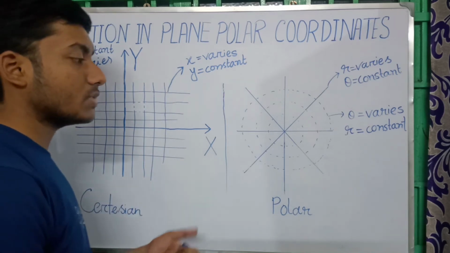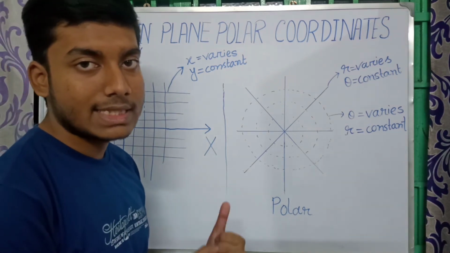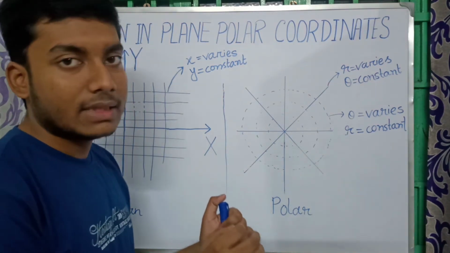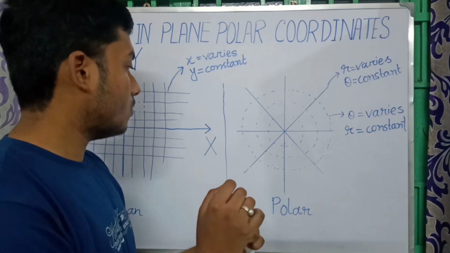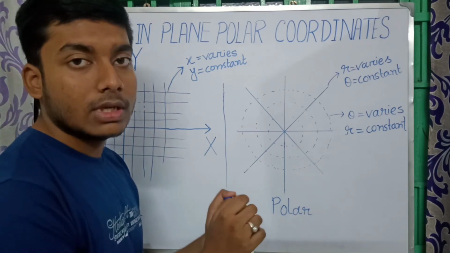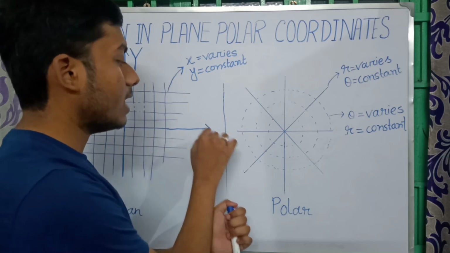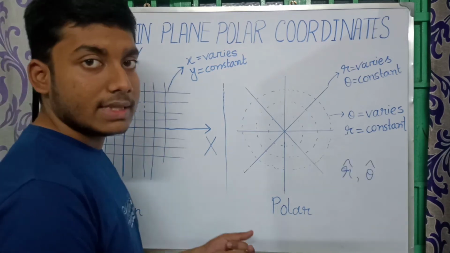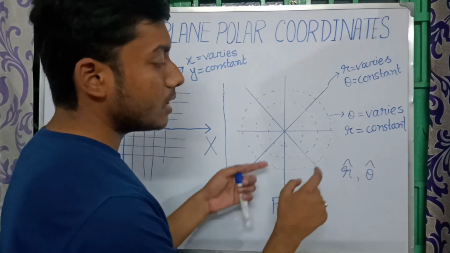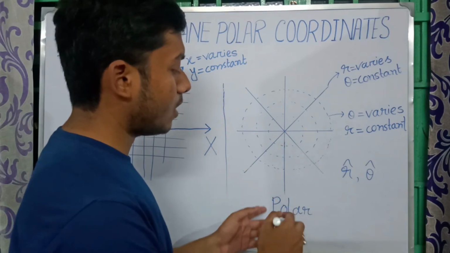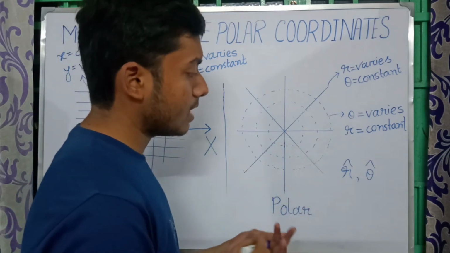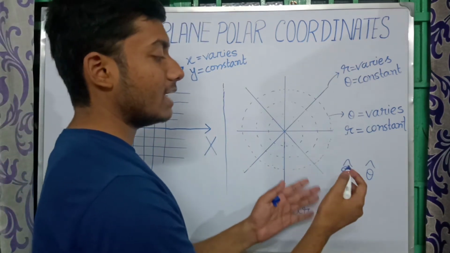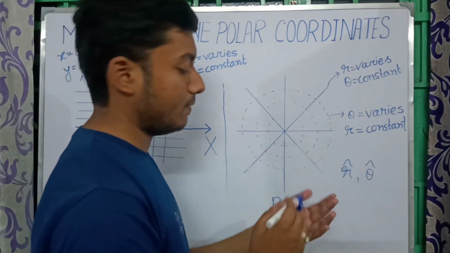Now we will consider the base vectors. In Cartesian coordinates, we know that the base vectors are i cap and j cap. So what are i cap and j cap? They are the base vectors along the positive x-axis and positive y-axis respectively. In the same way, we will introduce two new base vectors for plane polar coordinates, that are r cap and theta cap. In a similar manner, r cap and theta cap are in the direction of increasing r and theta.